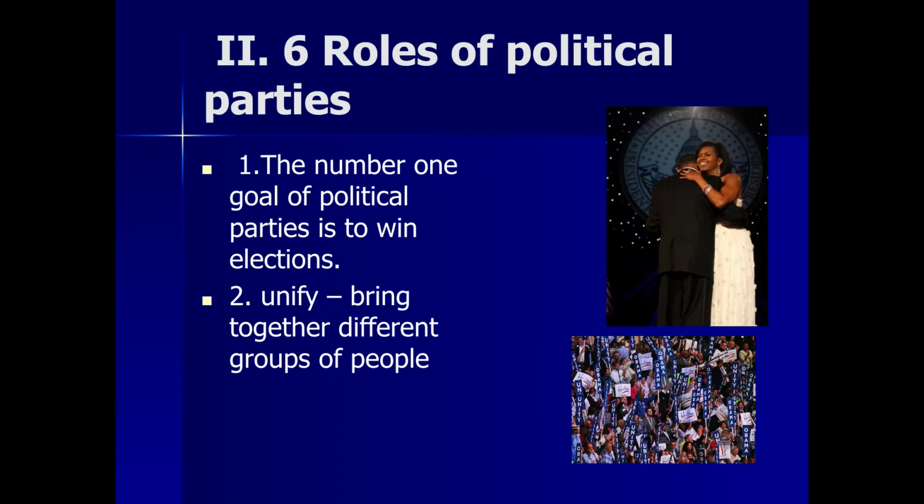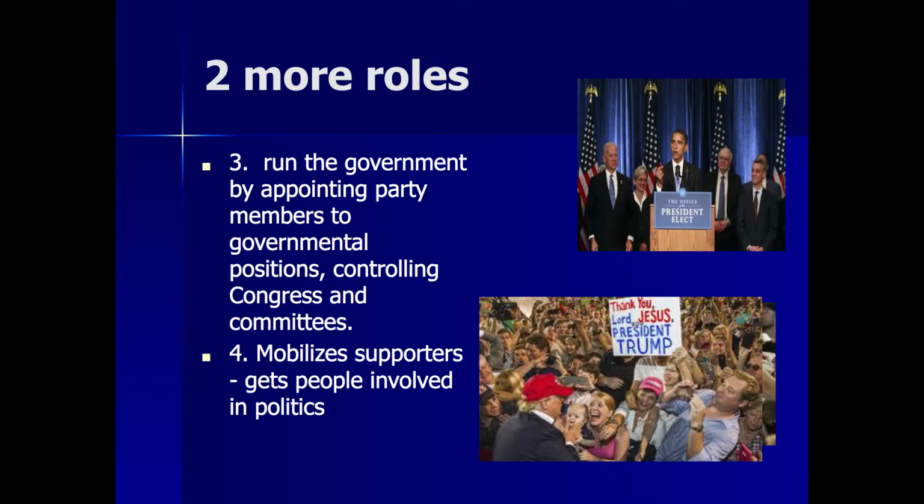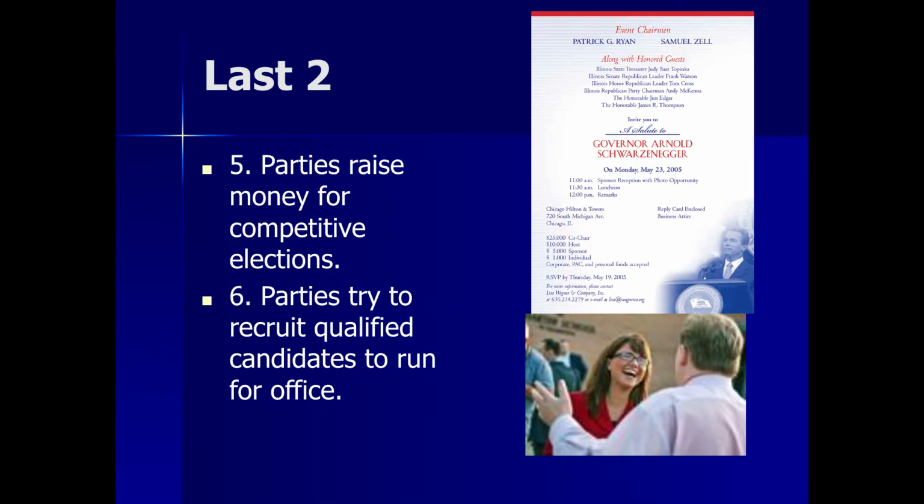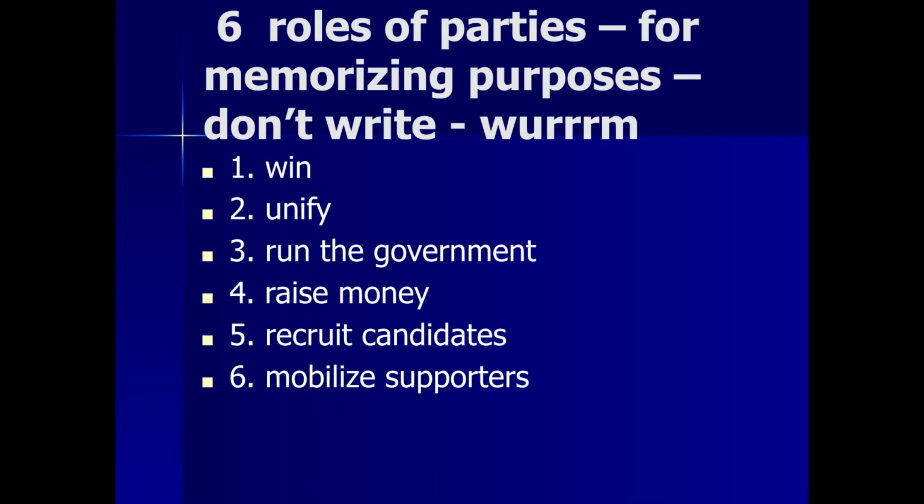All right, so then it's WORM. The 6 goals of political parties. Number 1, to win. Number 2, to unify, say, gay marriage folks and African Americans, even though they disagree on that issue. Number 3, to run the government. Hey, the Democrats are running the House. The Republicans are running the Senate. That's why we kind of know what's going to happen with impeachment. Mobilize supporters. Nobody's ever been better at that than Trump at these Trump rallies. Raise money. It costs a lot of money to run, and they try to recruit qualified candidates to run. All right, so there it is, WORM.